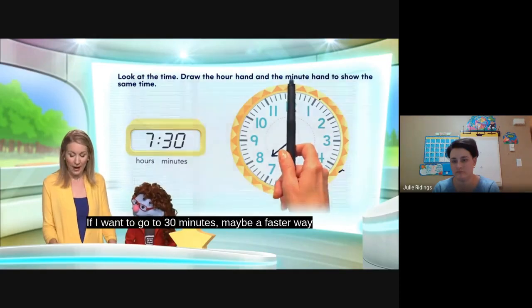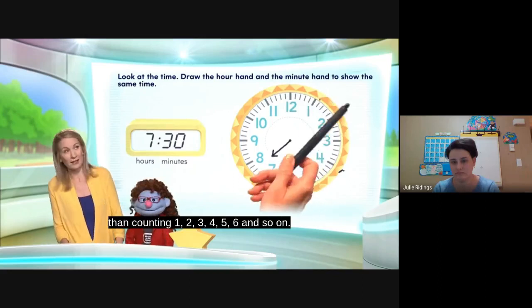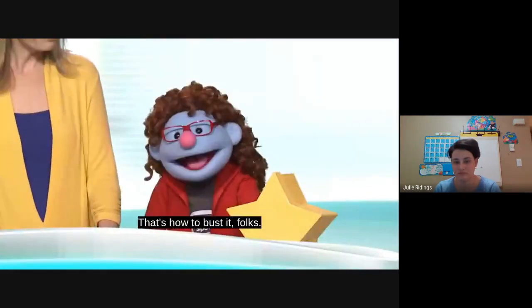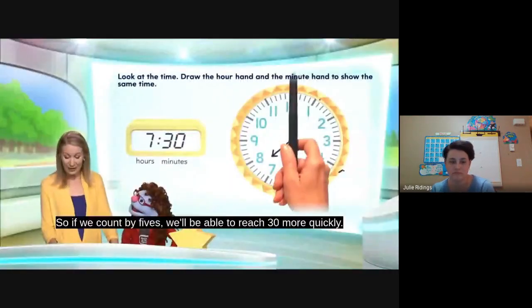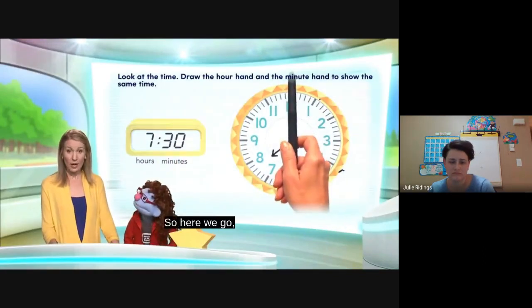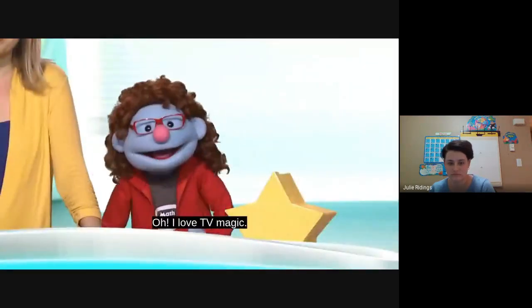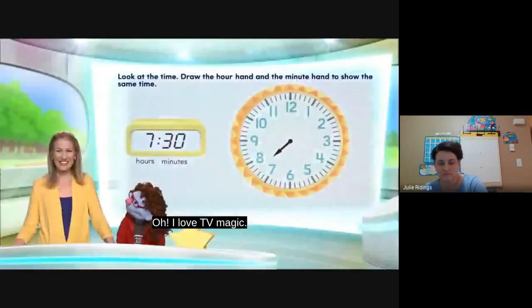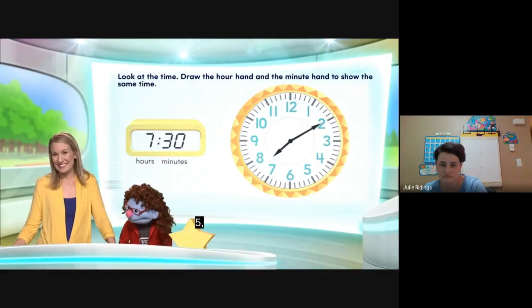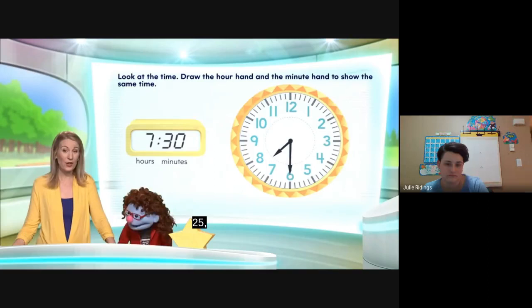So here we go. If I want to go to 30 minutes, maybe a faster way than counting 1, 2, 3, 4, 5, 6, and so on, I can count by 5s. Great idea. That's how to bust it, folks. So if we count by 5s, we'll be able to reach 30 more quickly. Oh, so good. Here we go. 5, 10. Oh, let's do magic of TV, shall we? Oh, I love TV magic. All right, so here we go. Let's count by 5s. 5, 10, 15, 20, 25, 30.